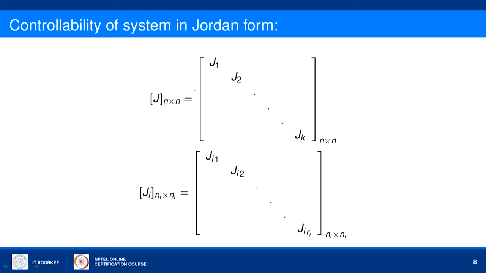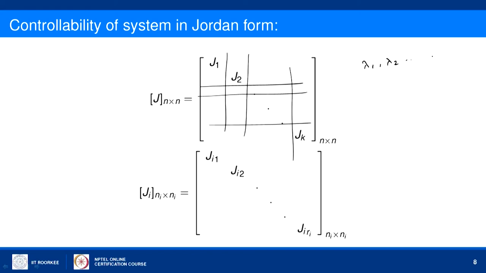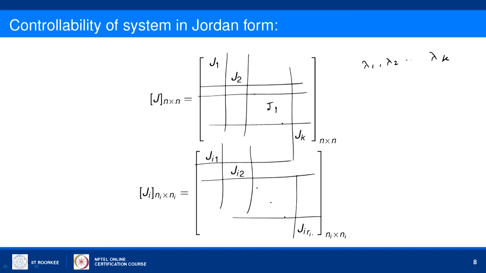So J is an n cross n matrix in which we have the Jordan blocks given like this: J1, J2 and Jk. So here the eigenvalues are lambda 1, lambda 2, lambda k. These are the k distinct eigenvalues, and for each eigenvalue there is a Jordan canonical block. For the ith eigenvalue lambda i, we get Ji as the ith Jordan block. So the Jordan block Ji is given by Ji1, Ji2, etc., Jiri.